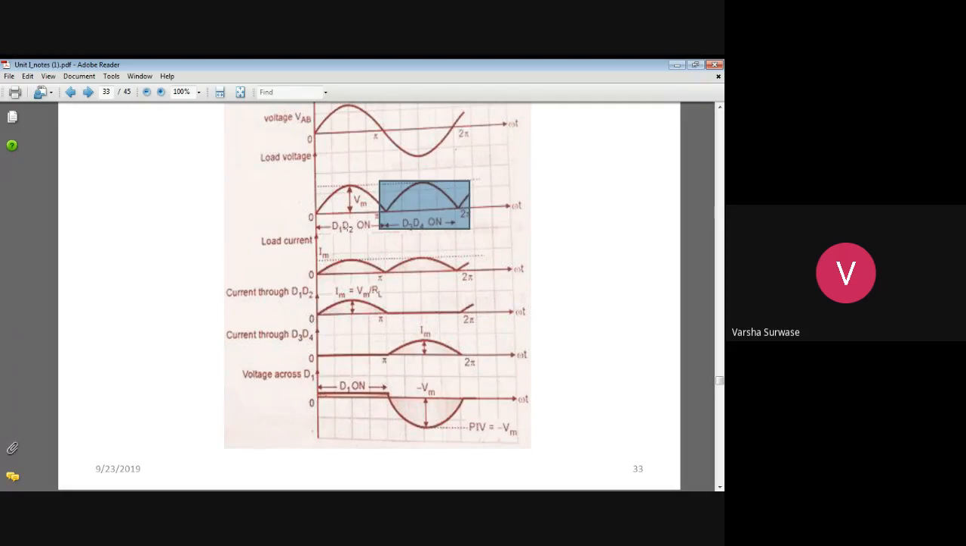So for the bridge rectifier, the entire secondary of the transformer is utilized continuously. So the transformer utilization factor for the bridge rectifier is more than the half wave rectifier and the center tap full wave rectifier.